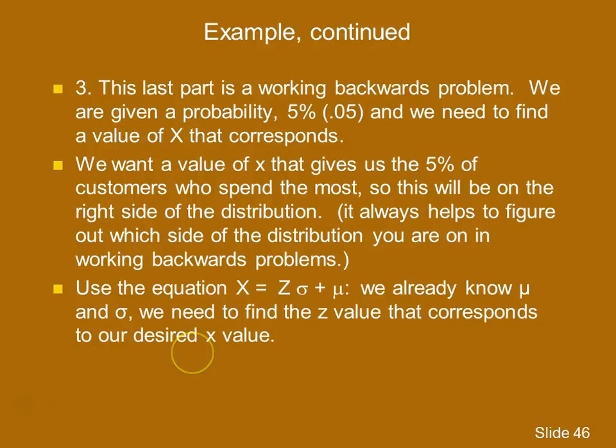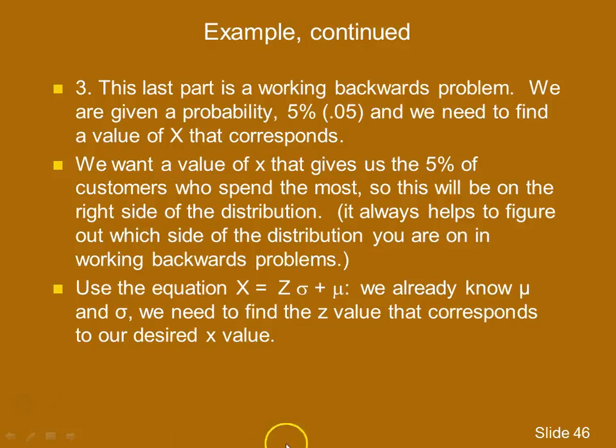Now let's go to the last part of the problem. Remember, Joe wants to give free dessert to people who spend more than a certain amount, but he only wants to give this to 5% of his customers. So we want to find a dollar amount spent on lunch that puts you into the top 5%. So we want a value of x that gives us the 5% of customers who spend the most. So that tells us that we're on the right side of the distribution. Dollars spent will be higher on the right.